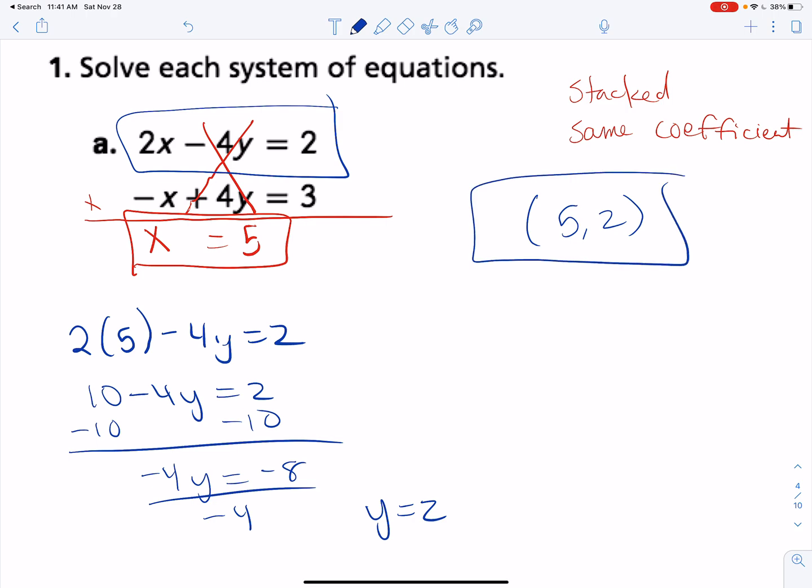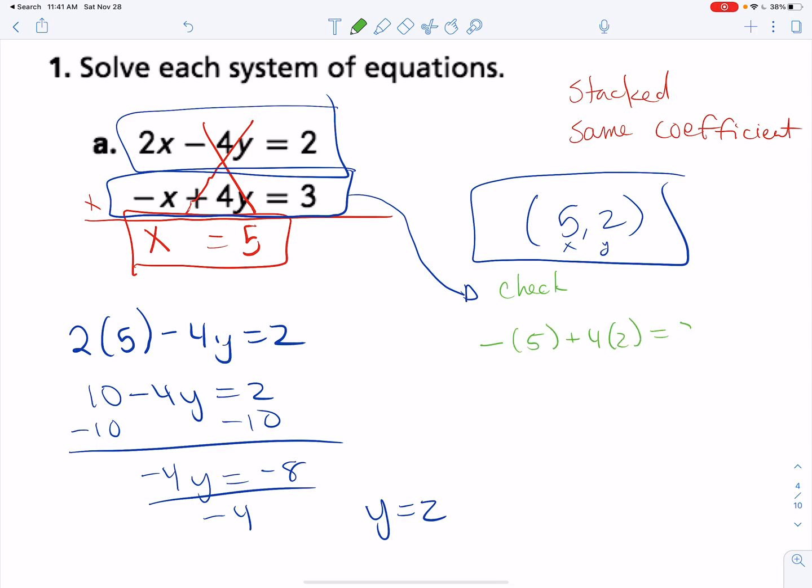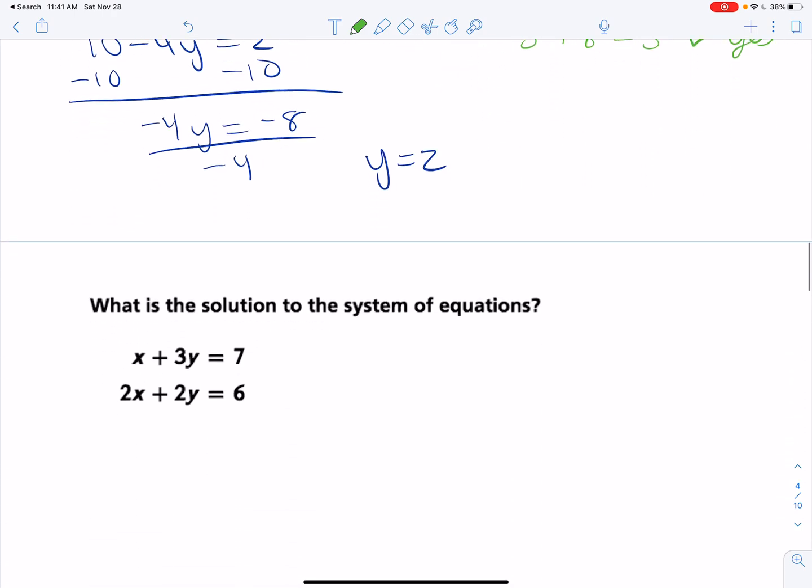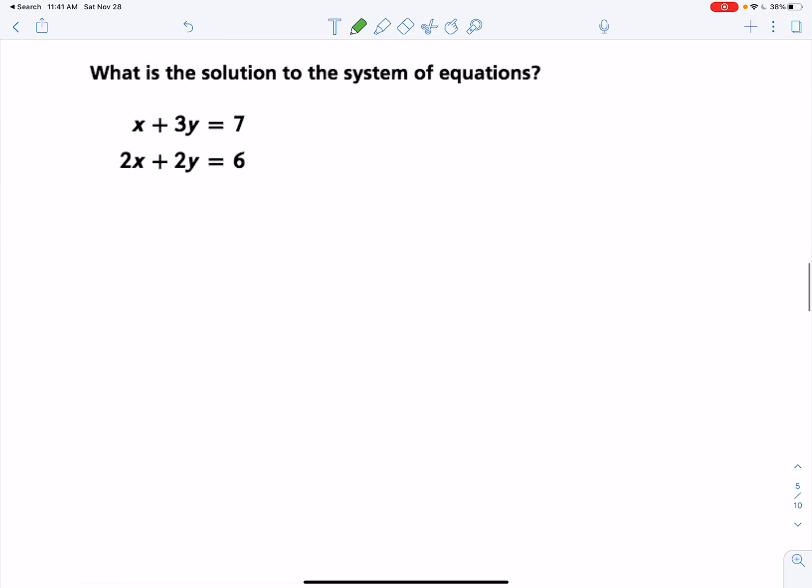Now, guys, you can check it by plugging in your x and y value into the other equation and make sure it works. So I'm going to change my color to a green. I'm going to check it. So what I'm going to do is it's a negative 5 plus 4 times 2. Does that equal 3? Negative 5 plus 8. Is that going to equal 3? Yes. So that means I'm right. Feels good.